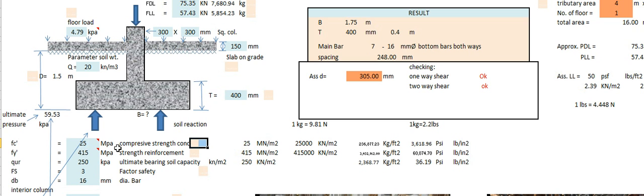The compressive strength of concrete varies from 2500 psi, 17 MPa, to 4000 psi, 28 MPa, and higher in residential and commercial structures. In our example it is 25 megapascal or meganewton per square meter. The yield strength of reinforcement is 415 megapascal. We have 250 kilopascal ultimate bearing soil capacity. This value can be seen in the soil report, and factor of safety is 3, with 16 mm diameter bar.